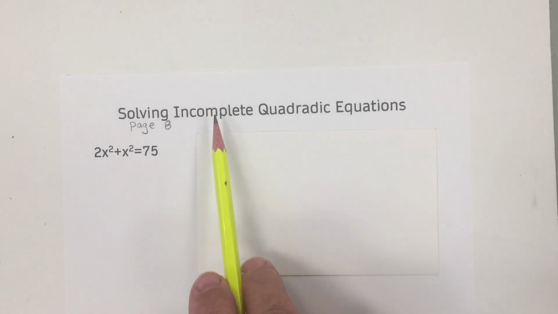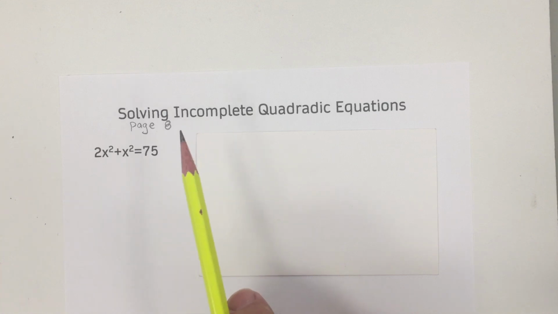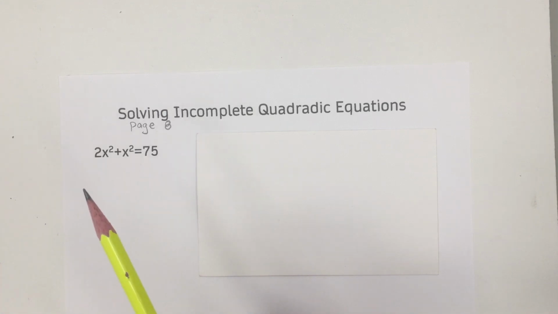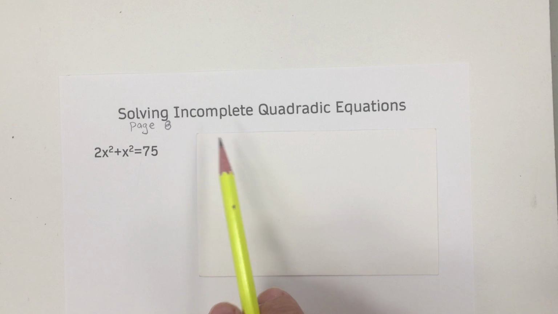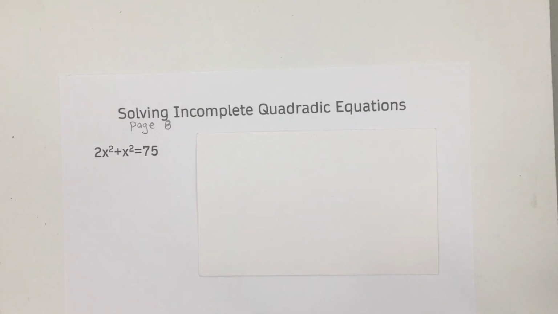We're going to solve incomplete quadratic equations. Now, we know that incomplete means that there is no x to the second or x to the first power. It's missing one of those. A complete one has both. Incomplete is missing one. So we have x to the second, no x's. So we know that this is incomplete. This is on page 8 in your new book.